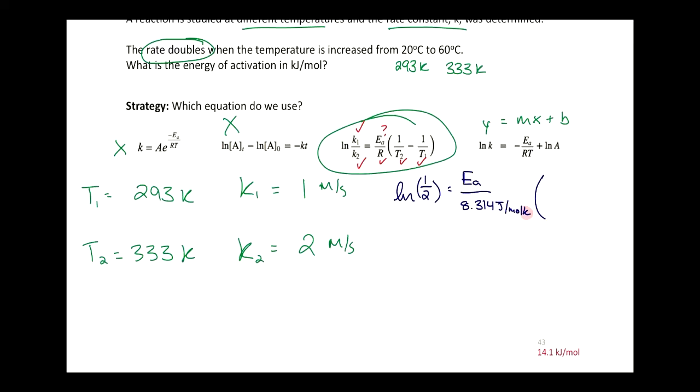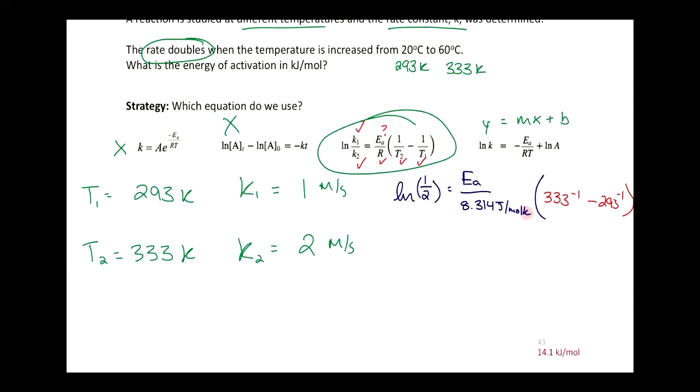So we're going to take the inverse of T2. So this is 333 to the negative 1. So take the inverse of that. Minus 293 to the negative 1. All right. I think I wrote down these answers.